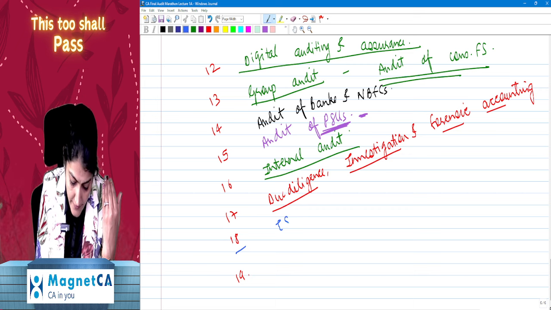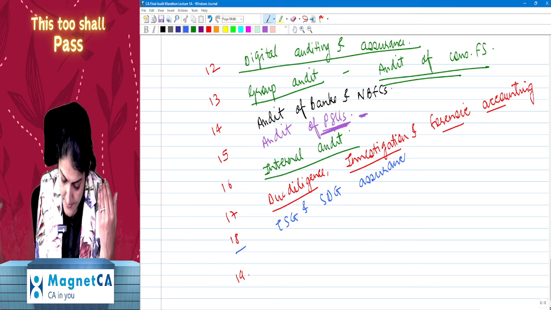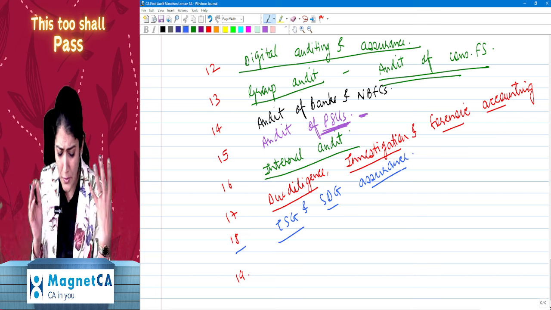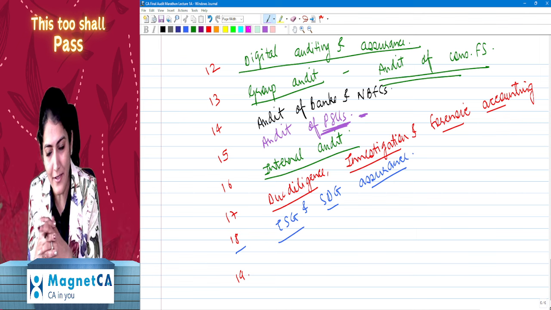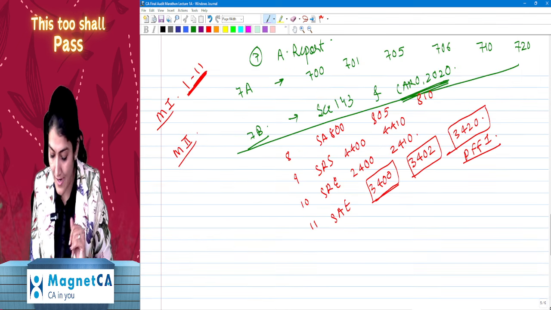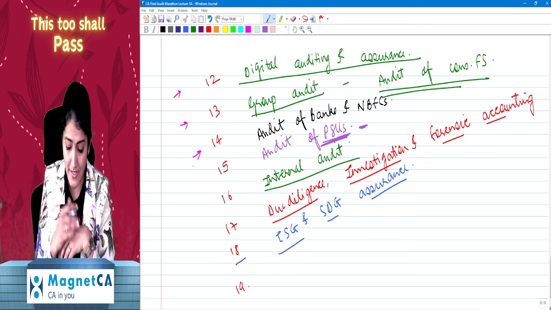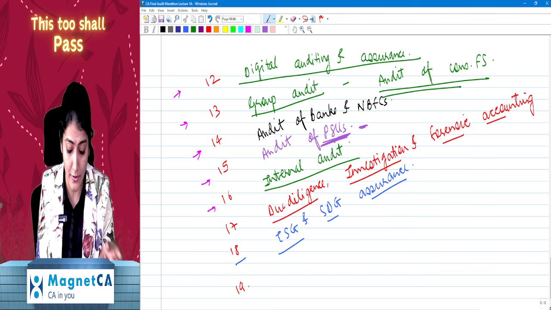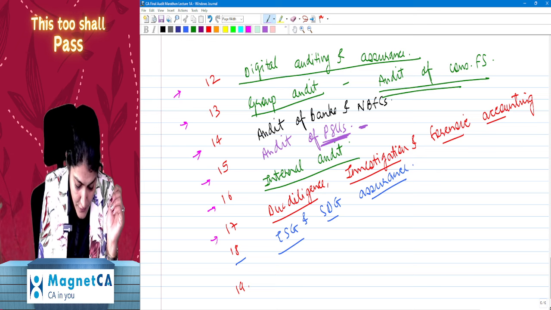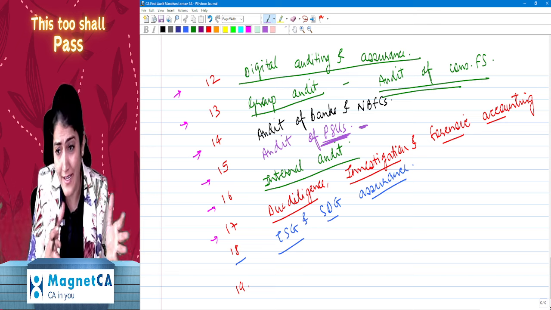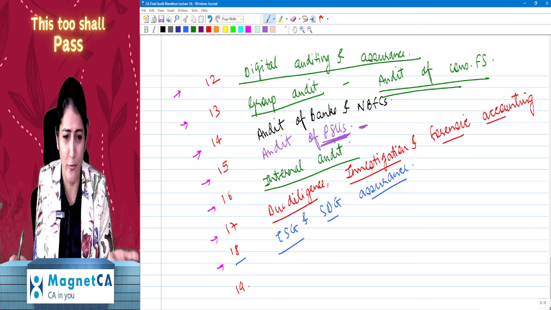Then chapter number 18, as I told you, is the ESG and SDG assurance. And don't you think, after mentioning the names of all these chapters, we are missing something? We talked about chapters 1 to 11, which are regarding the standards, and then 12, digital audit, then group audit, bank audit, NBFC audit, PSU audit, internal audit. Then due diligence, investigation, forensic accounting. Earlier it was forensic audit, now they say forensic accounting. Then ESG, SDG assurance, which is also a type of verification.